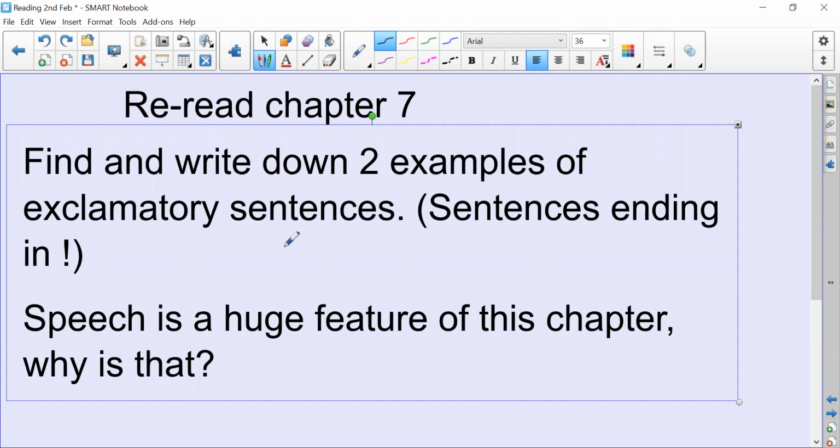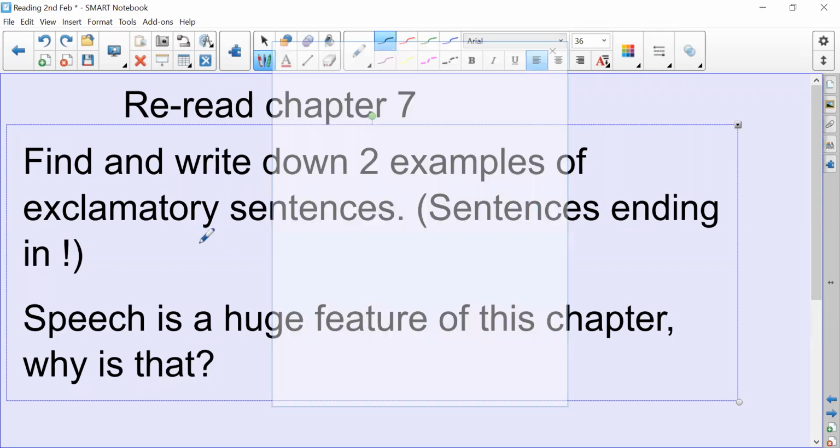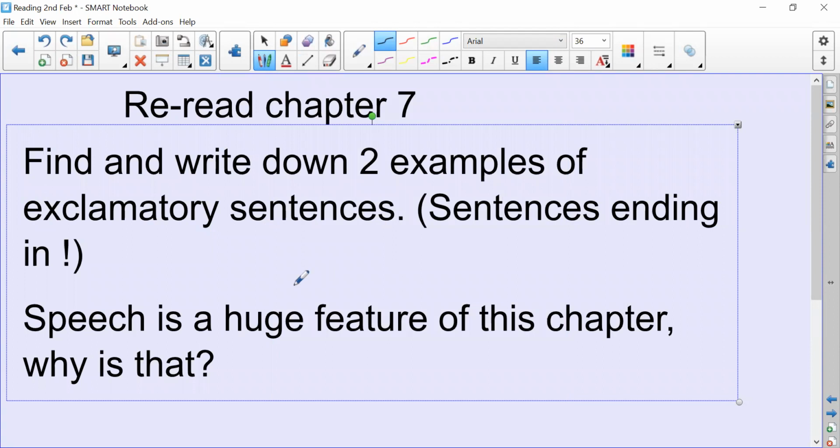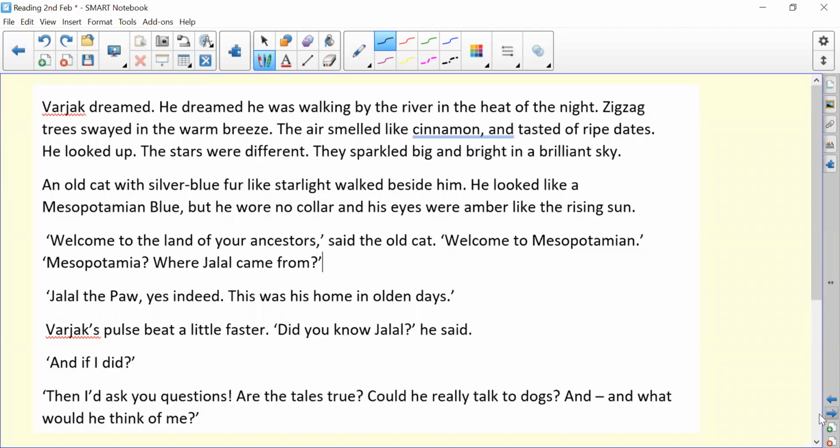So let's reread chapter 7, and while you're doing that, find and write down 2 examples of exclamatory sentences, a sentence ending in an exclamation mark. And then I also want you to think about speech being a huge feature of the chapter, and why is that? So reread chapter 7 to yourself, write 2 sentences down that end in exclamation marks, and think about why speech is so important. Remember, you're reading to yourself today. You can read out loud or in your head. I'll just show you all the pages again.